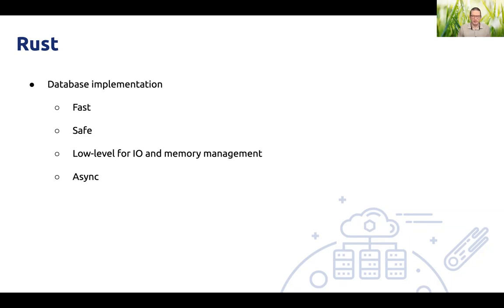Databases also like to have low-level access to the disk, low-level access to memory, do their own memory management, that kind of stuff. And that's possible in Rust in a way that it isn't in most managed languages. Finally, particularly for a distributed database, you're going to have a lot of network communication. And to do that efficiently, it's nice to be able to use async IO, which Rust has in the language, and is a strong point of using the language.